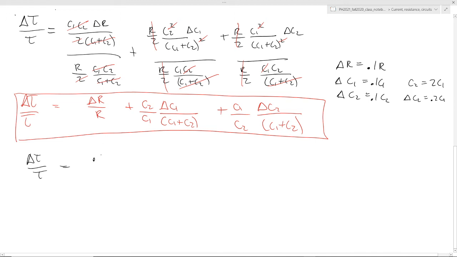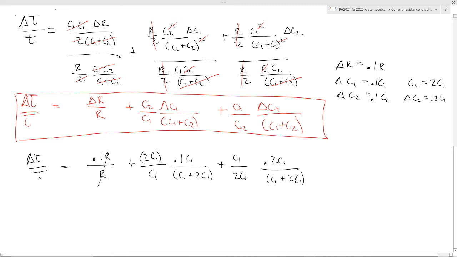So delta r over r would be 0.1 r over r plus 2c1. I'll just put these in parentheses to emphasize that I'm substituting them in. 2c1 over c1 times 0.1 c1 divided by c1 plus 2c1. And here we would have c1 divided by 2c1 times 0.2 c1 by c1 plus 2c1.